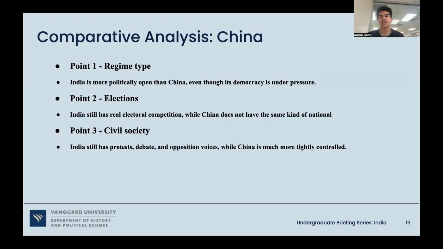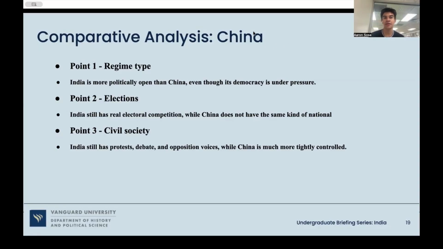India is still more politically open than China. India has opposition parties, public participation, and more room for political debate, even though those democratic features are under pressure.